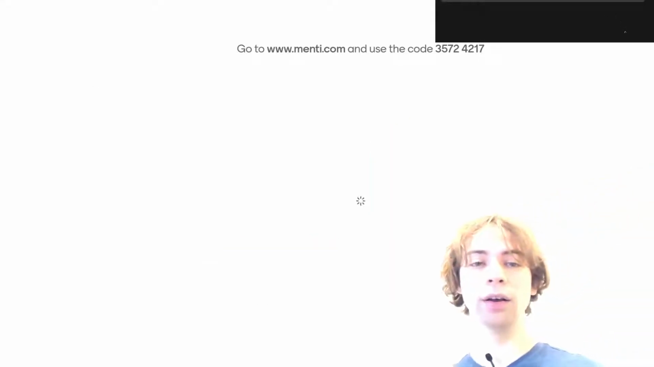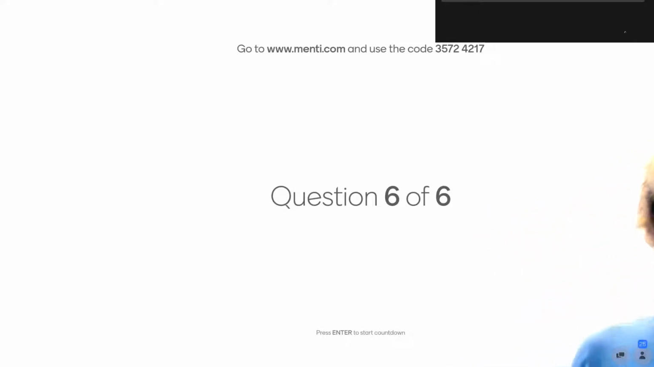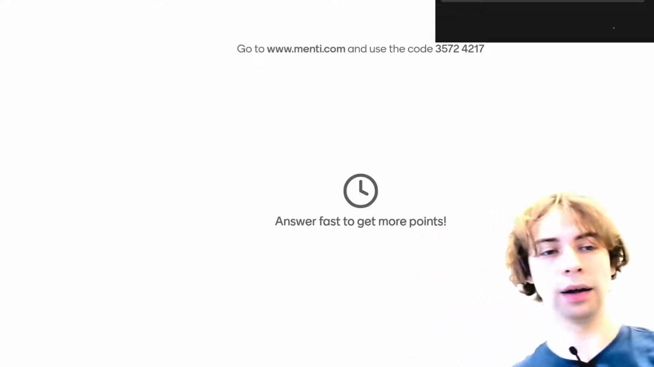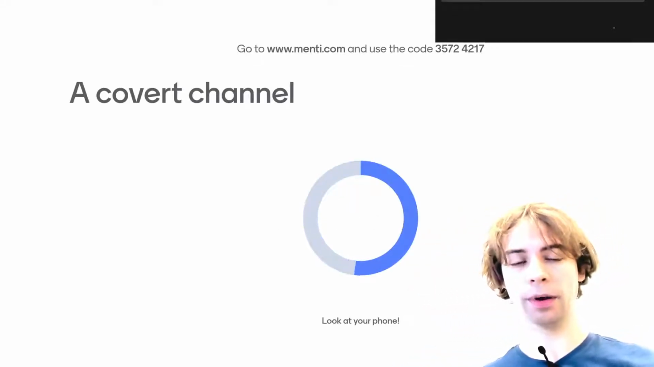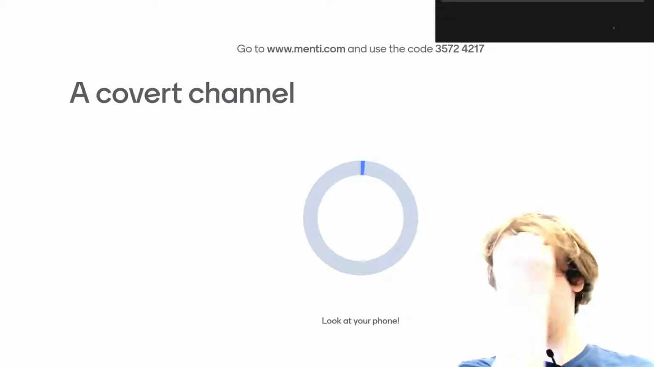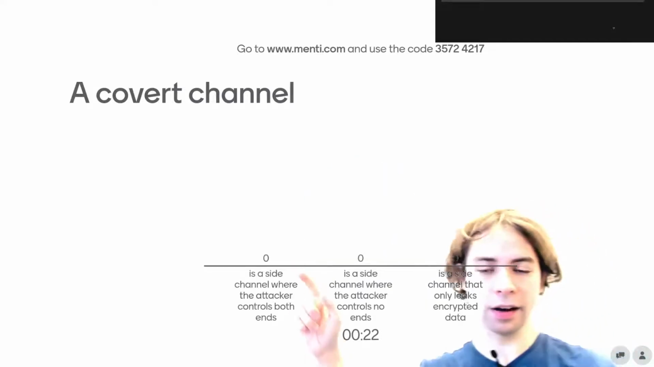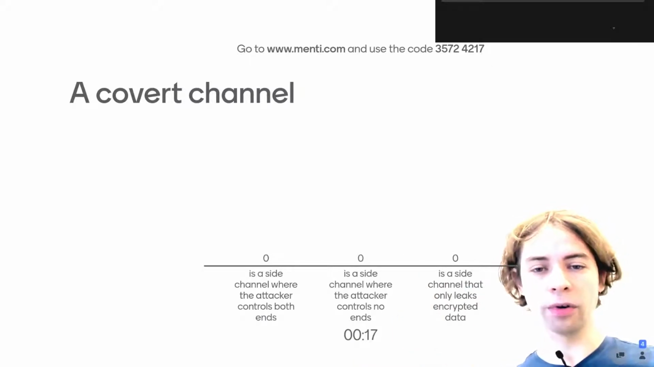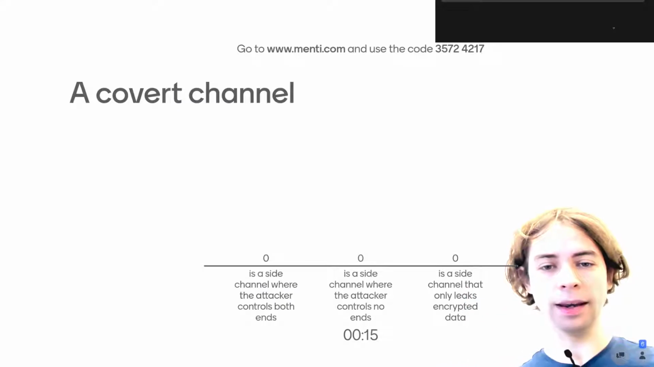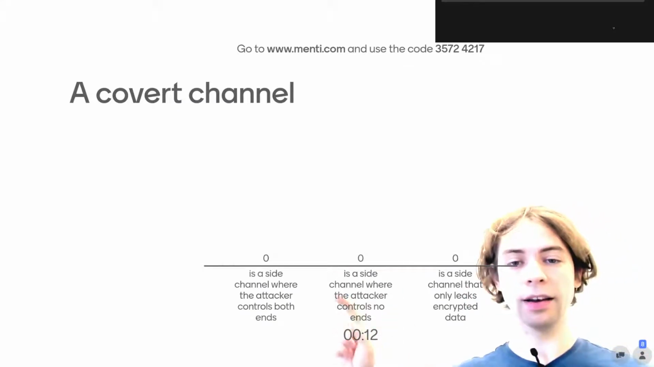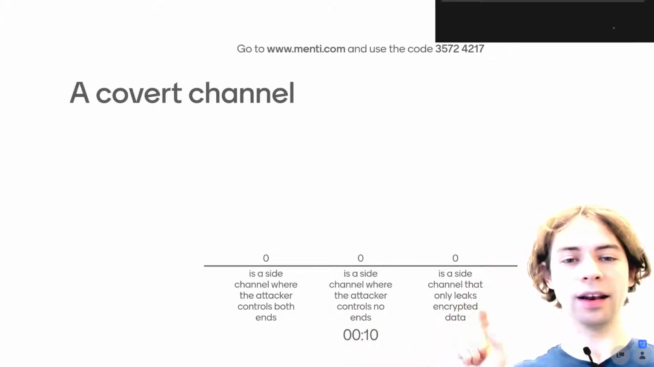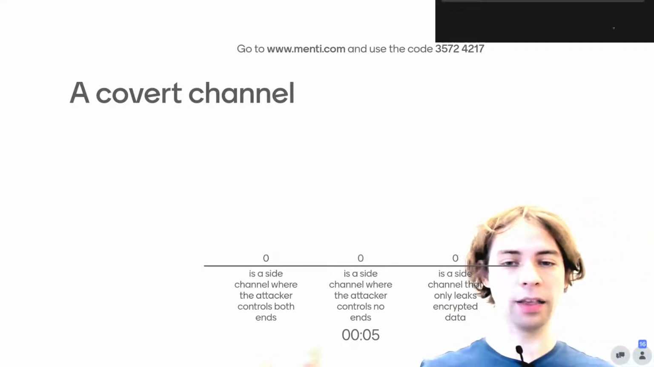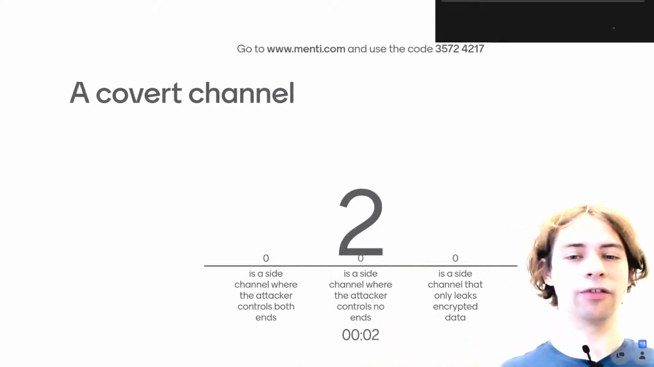And then finally, a covert channel. We had a definition for covert channels in the last lecture. So we want to also think about that. A covert channel is a side channel where the attacker controls both ends. A side channel is where the attacker controls no ends. A side channel that only leaks in is a side channel where the attacker controls no ends, or is a side channel that only leaks encrypted data. So either both ends, no ends, or leaks encrypted data.